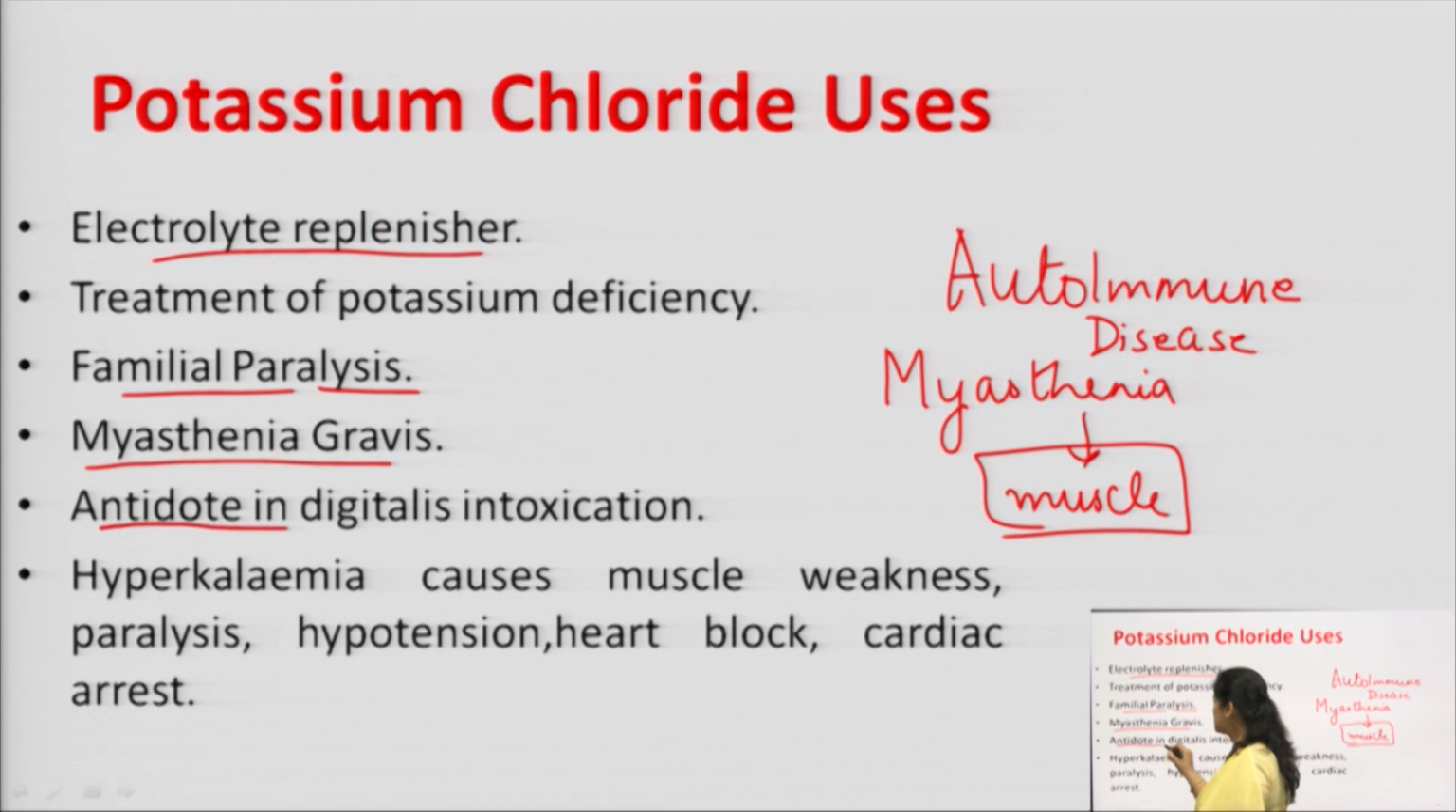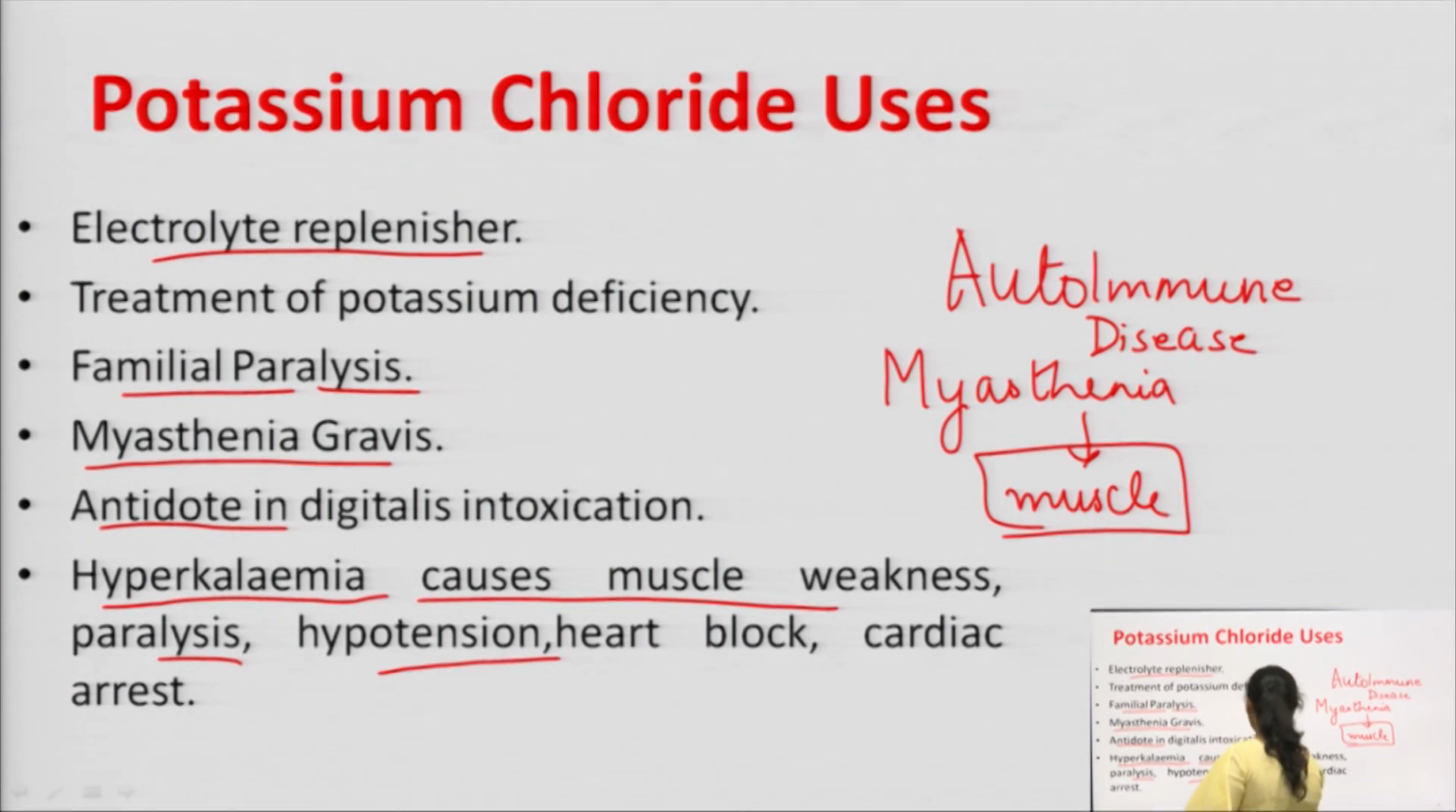Potassium chloride is also used as an antidote in digitalis intoxication. Whenever there is poisoning related to digitalis, we administer potassium chloride to counteract its effect. In addition to these uses, potassium chloride is also used in hyperkalemia, which causes muscle weakness, paralysis, hypotension, heart block and cardiac arrest.